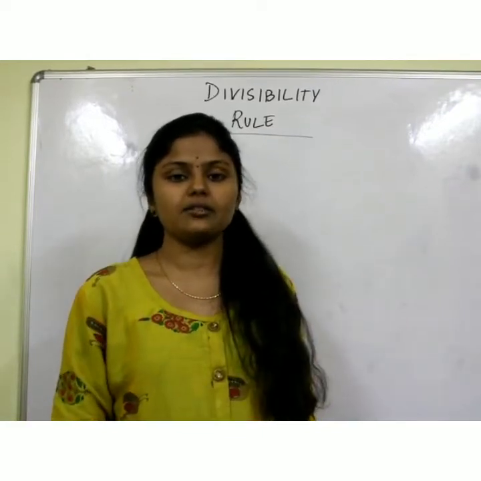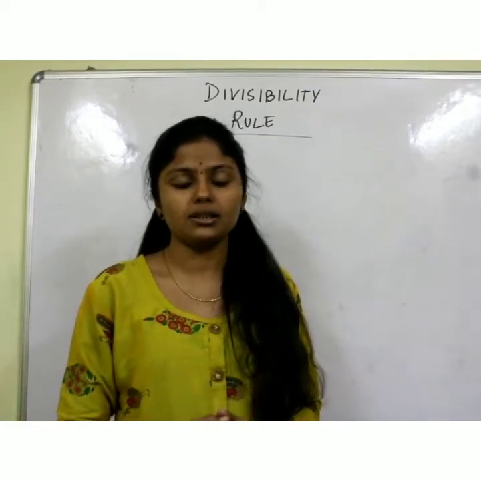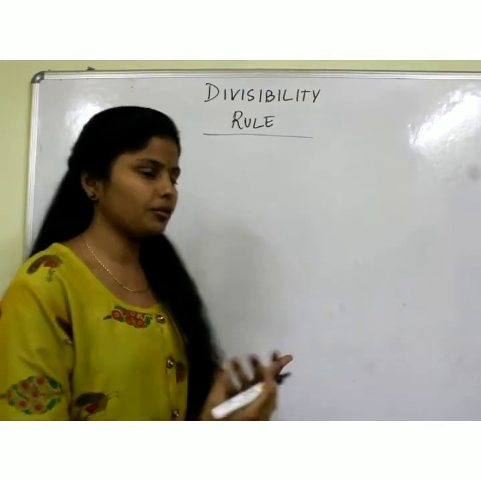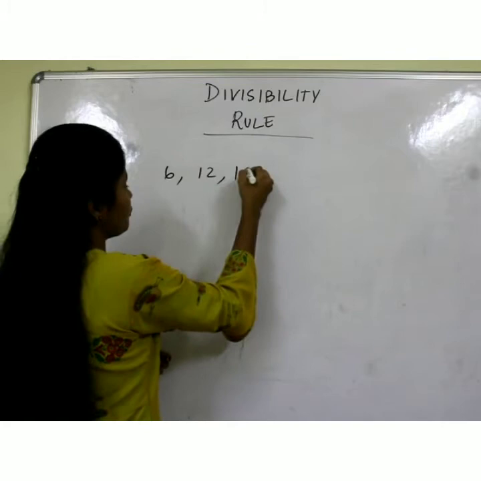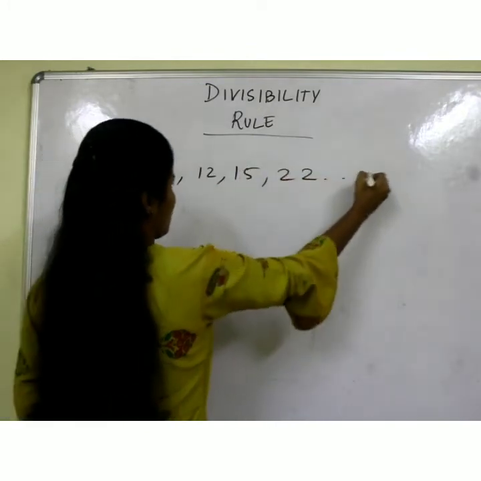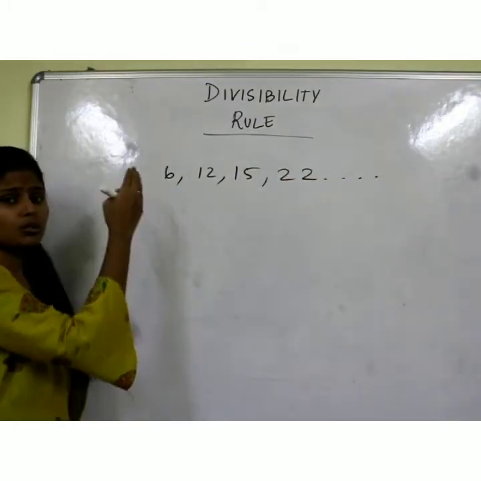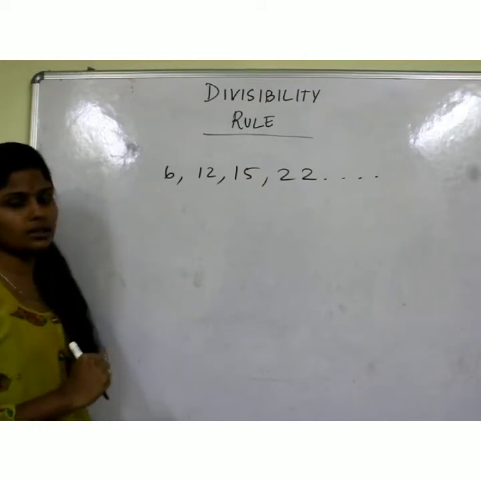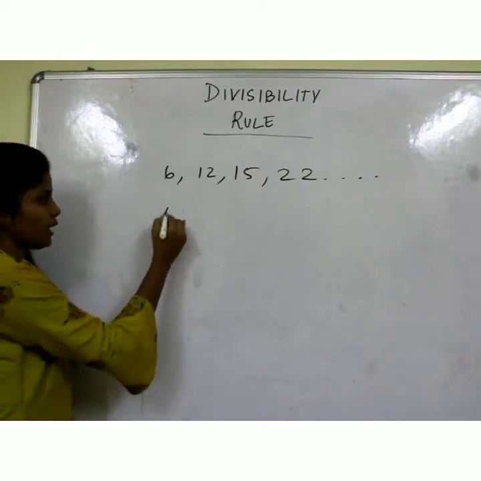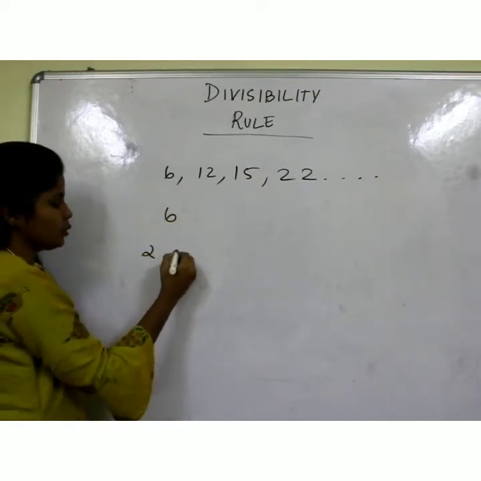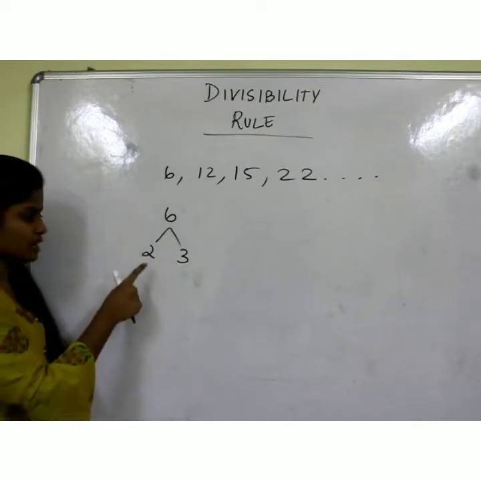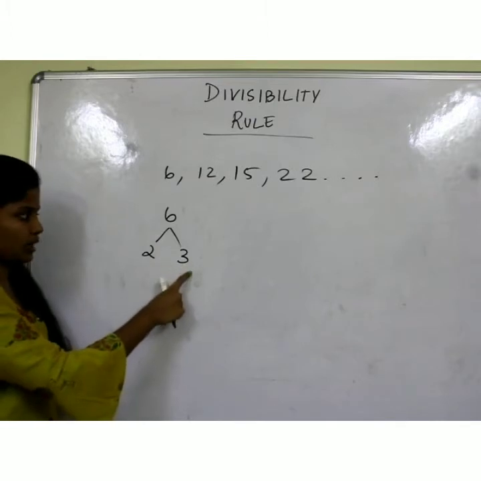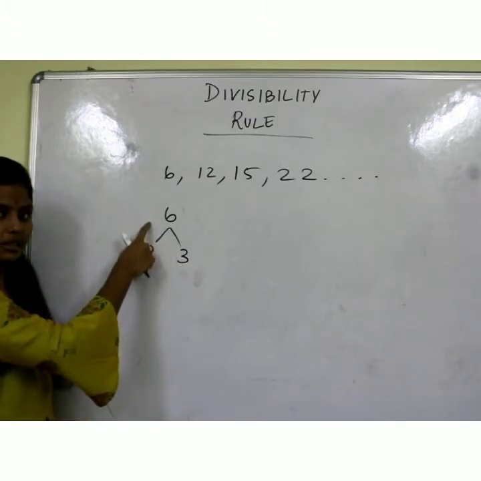Now that we have seen the divisibility rule of all the prime numbers, how do we frame the divisibility rule of numbers like 6, 12, 15, 22 and so on? Now there is no direct divisibility rule for 6. So what do I do? I just write 6 as 2 into 3. So if a number satisfies the divisibility rule of 2 and 3, then the number is divisible by 6.